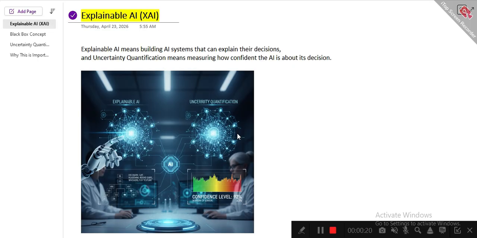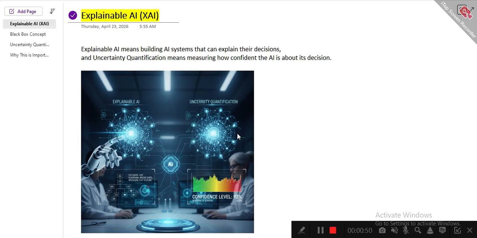Imagine a doctor is using an AI system and the AI looks at a patient's reports and says, high risk of cancer. Nothing else. The doctor asks why, but the AI gives no answer. It just says, trust me. Would you trust this system? Most people will say no. And this is the biggest problem in AI today.